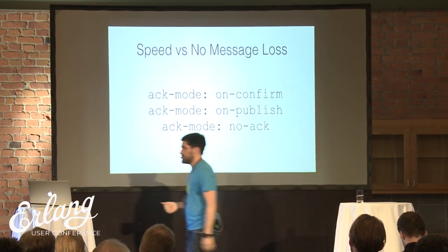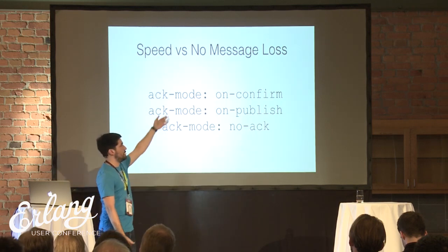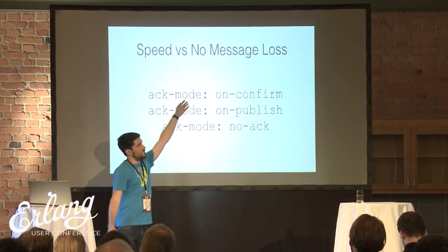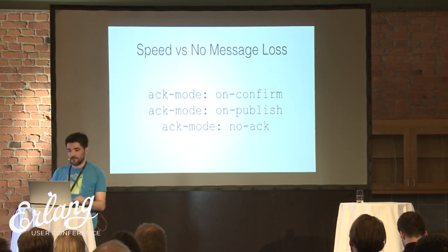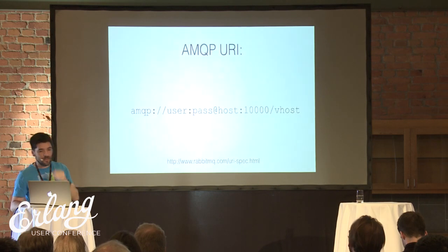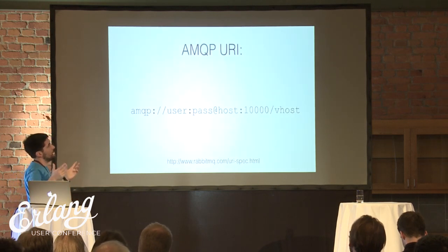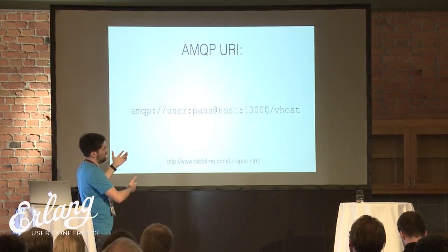So these are the options. And of course, the speed changes depending on which one. Faster, slower, safer, unsafer. That's the trade-off. So that's what an AMQP URI is, how you create one.